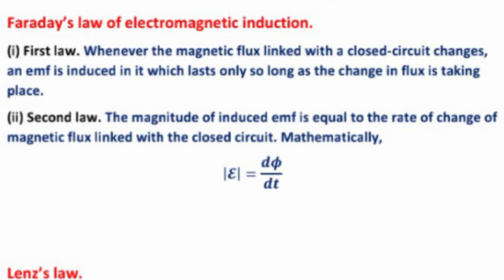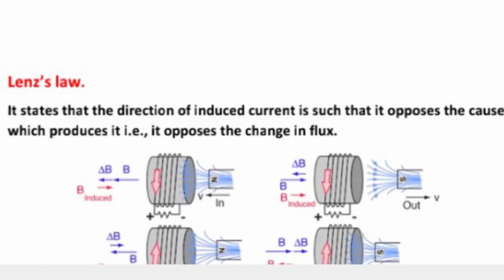Now I am moving to Lenz's law. What is Lenz's law? It states that the direction of induced current is such that it opposes the cause which produces it, meaning that son opposes the father by which it has been produced. In the similar way, the direction of induced current is such that it opposes the change in flux. It is produced by the change of flux, and after producing, it opposes the change of flux.